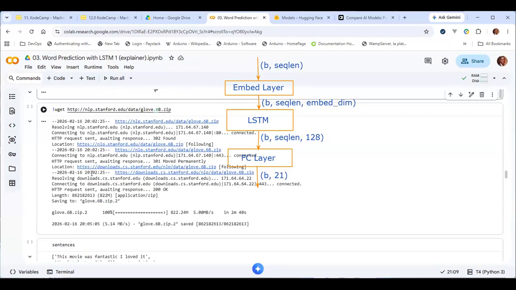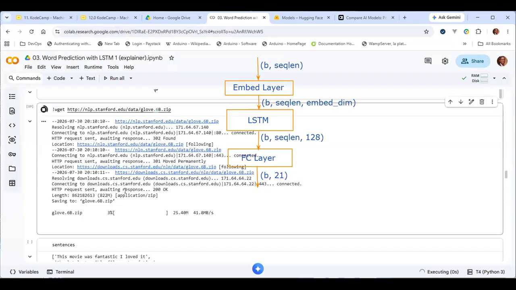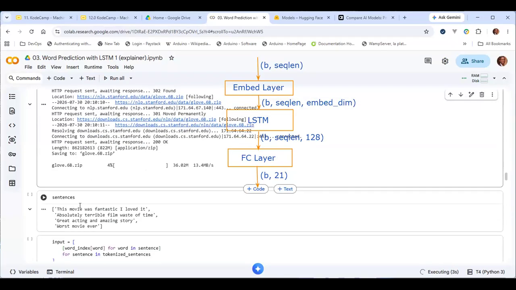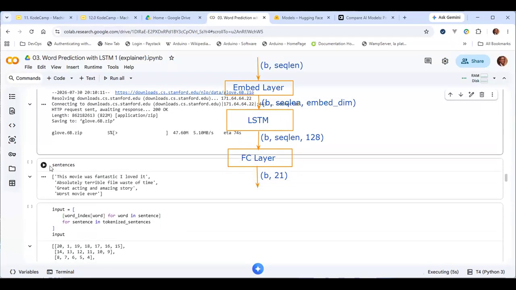Okay, so that was using Word2Vec. This is using GloVe, right? You can do exactly the same thing with GloVe, right?